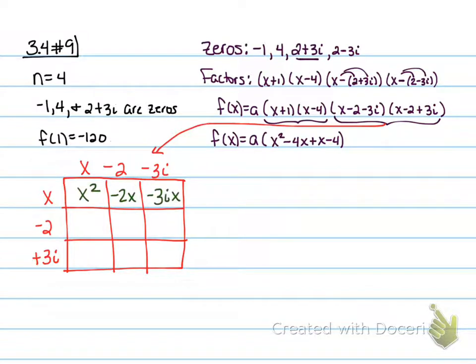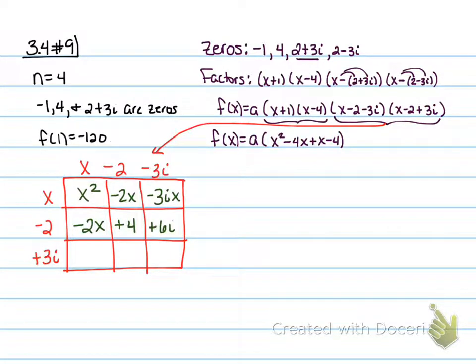And then I move down to the next row. So now I'm in the second row, first column. So I'm going to take x times -2, and that's going to give me the -2x. And so I just keep going through here. So -2 times -2 is a positive 4. -2 times -3i is positive 6i.